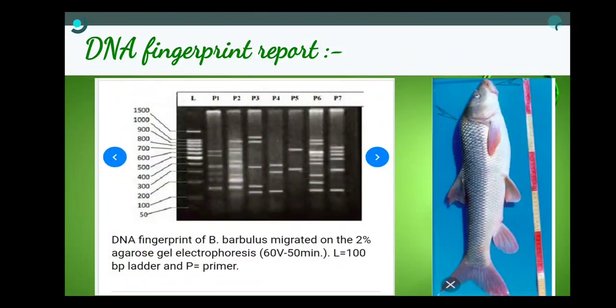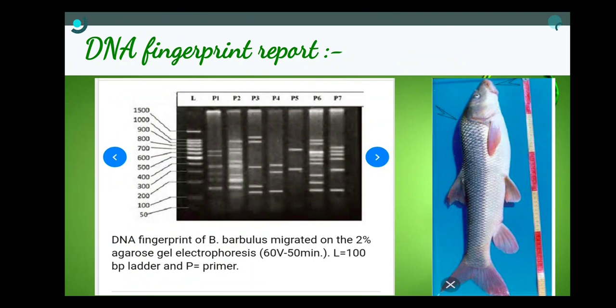Now, how do we represent a DNA report? A DNA fingerprint report, as we can see in the picture. I'll take an example of a fish called Barbus, which is a migratory fish, and here we obtain the DNA fingerprint. Whenever we represent any report related to DNA fingerprint, we have to mention some things, like the name of the species and the concentration of the agarose gel.